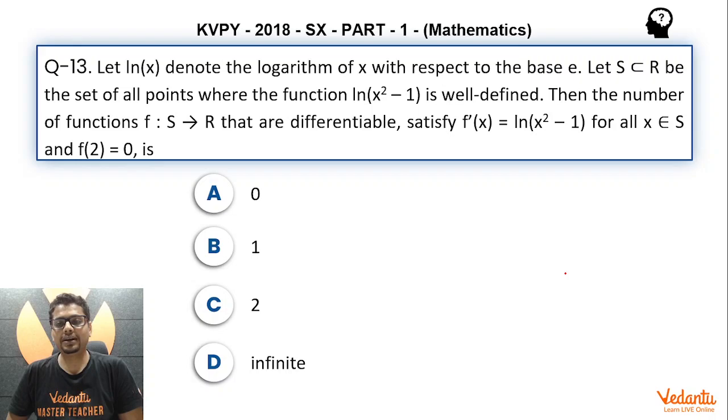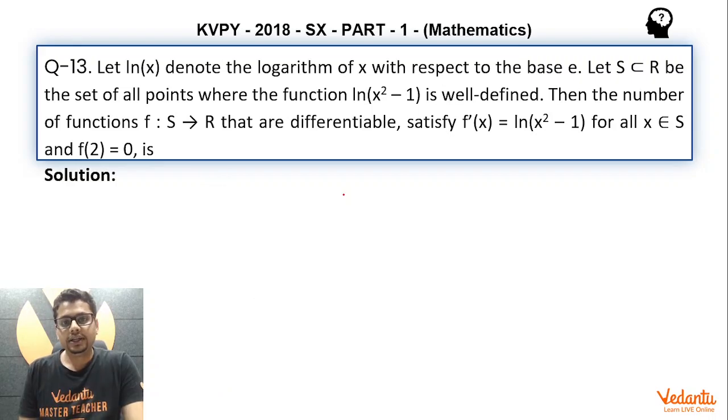So basically we have been asked to find the number of functions whose domain is this capital S set, each of which should be differentiable and satisfy this relation f prime x equal to ln of (x square minus 1) for every x belonging to the domain, and f of 2 is given to us as 0. So how many such functions would exist?